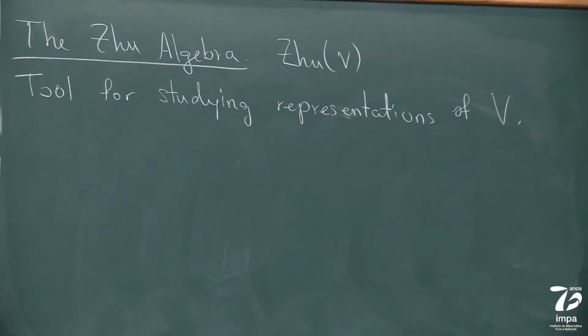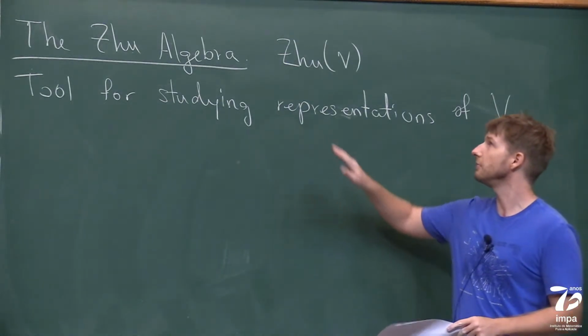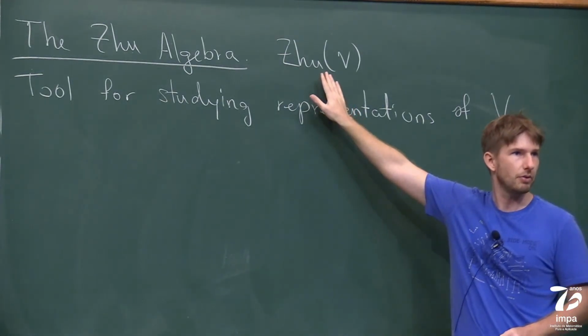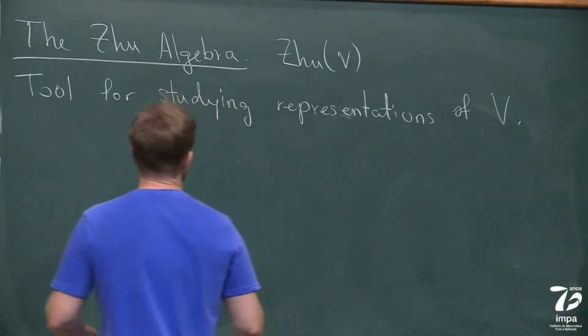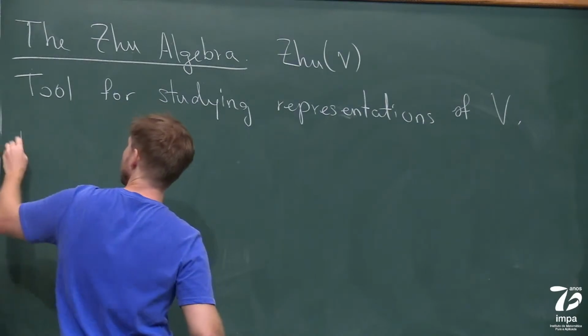Okay, so I haven't really said pretty much anything about representations of vertex algebras yet. And in general, it's quite a hard subject. One of the most important constructions in the subject is this associative algebra called the Zhu algebra. So let me first say what kind of representations I want to talk about.